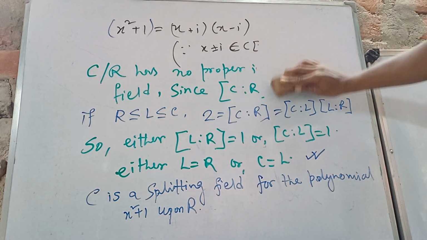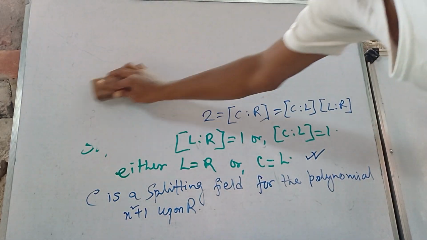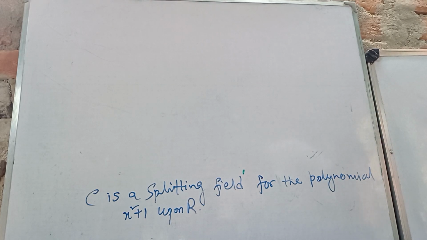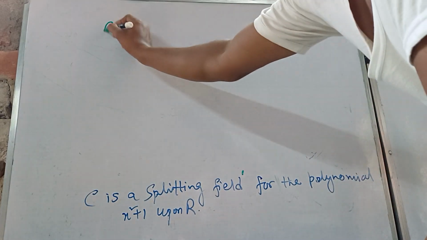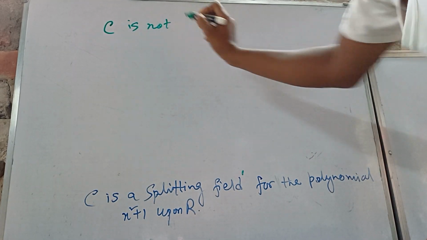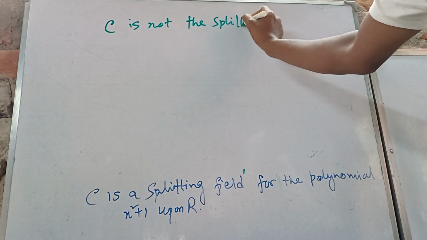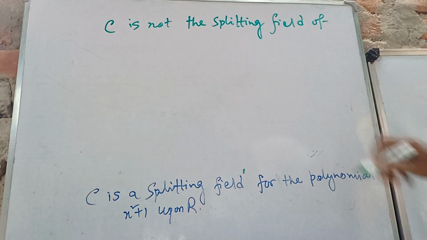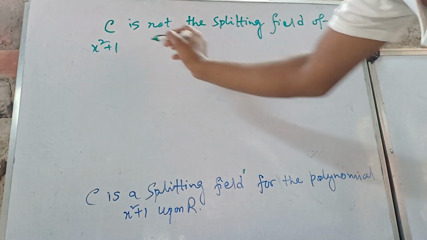Now we erase this portion and are going to discuss another portion about that problem. Okay, that means we see about this splitting field. This C is not the splitting field of what? Of x square plus 1 over Q.